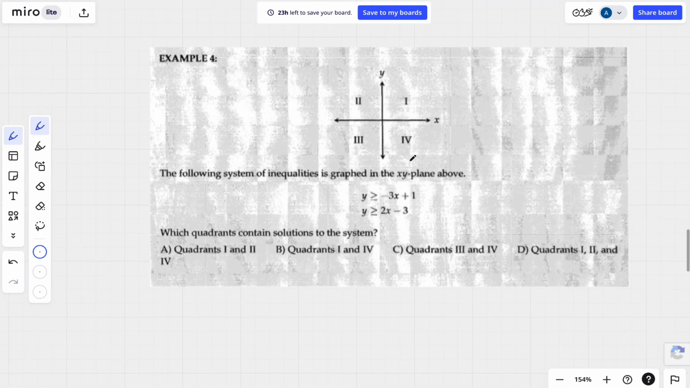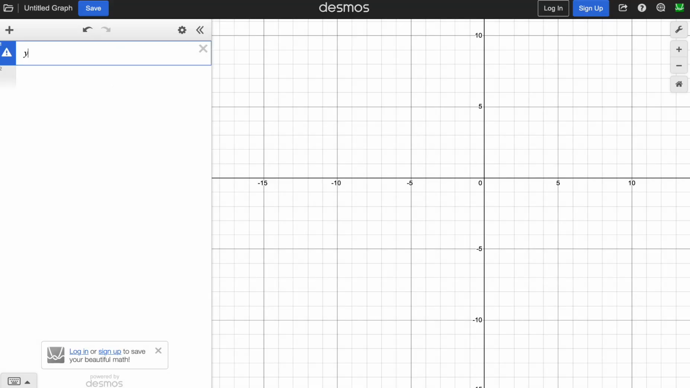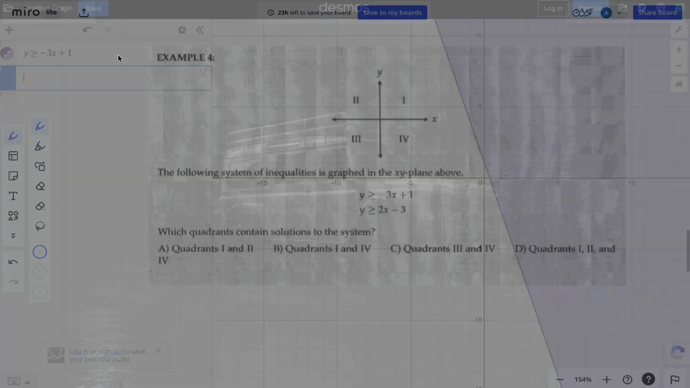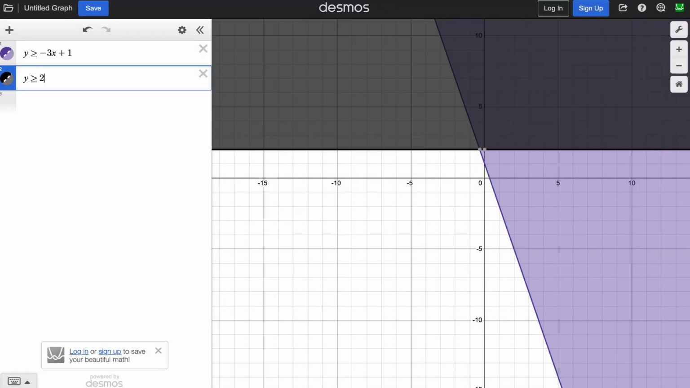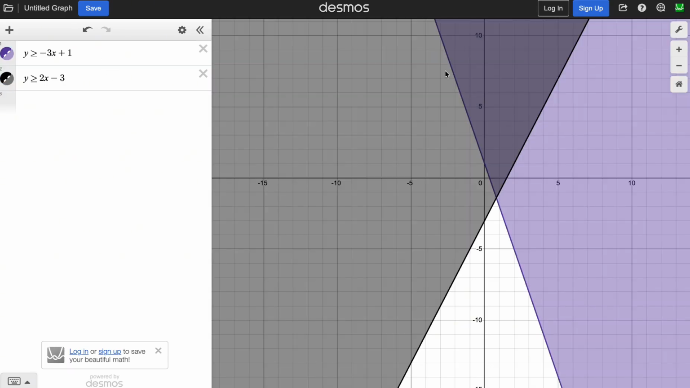Example 4, we have these two inequalities. We need to see which one contains the solution. So we'll use Desmos for this. It's negative 3x plus 1. So we have y is greater than or equal to negative 3x plus 1. That's the first equation. Second one is 2x minus 3. We have 2x minus 3. So we have the purple line and the black line. So we're looking for the solution in between, which is going to be this triangle here.